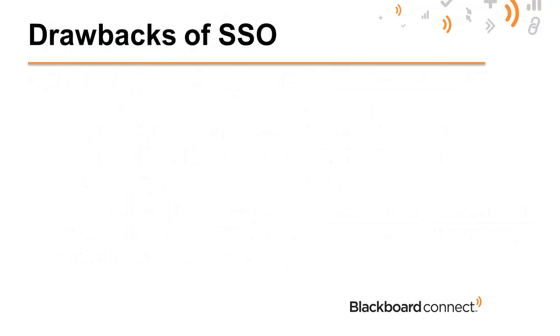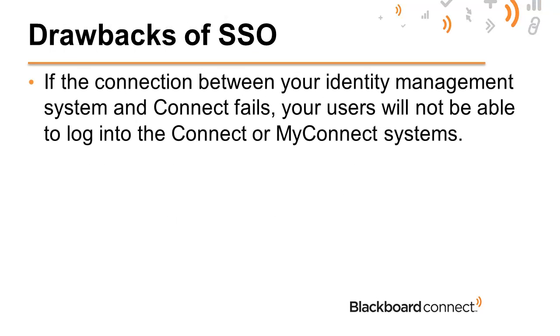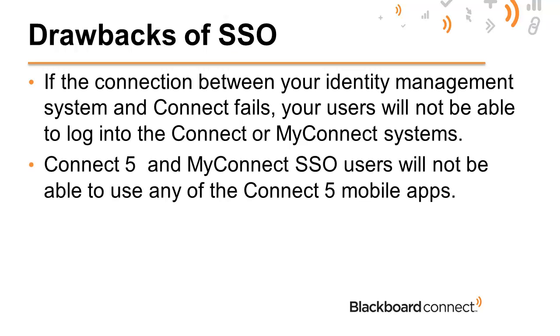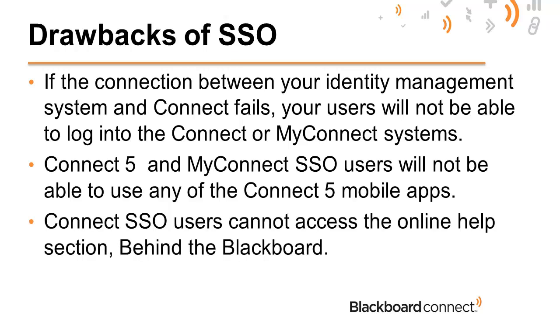What are the drawbacks of SSO? If the connection between your identity management system and Connect fails, your users will not be able to log in to the Connect or MyConnect systems. Connect 5 and MyConnect SSO users will not be able to use any of the Connect 5 mobile apps. And Connect SSO users cannot access the online help section behind the Blackboard.